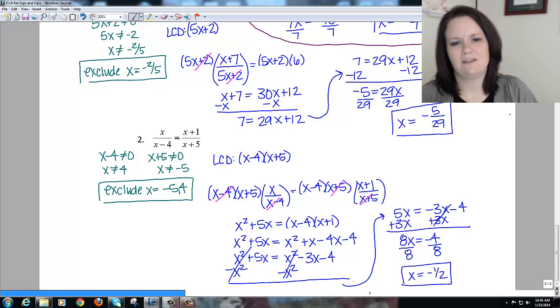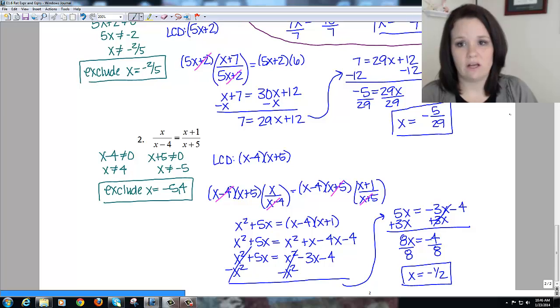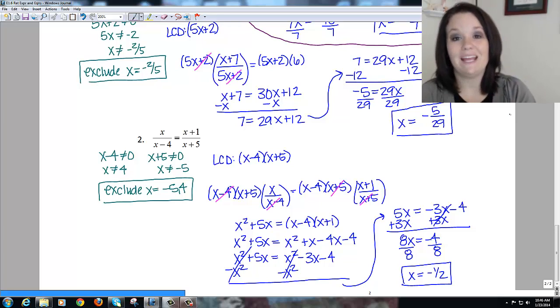Okay, and I do want to mention, on none of these did we end up with an answer that was one of our excluded values. Okay, if you get an answer that is an excluded value, then your solution would be no solution, because we can't use excluded values. Okay.